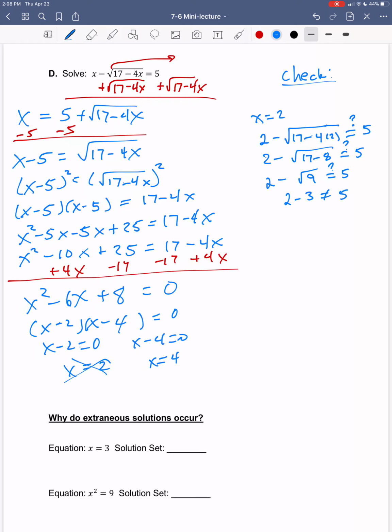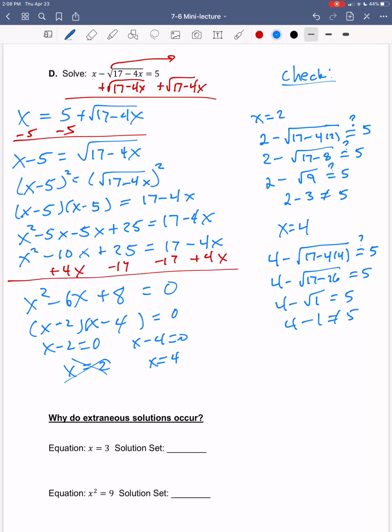And then I try 4. So I plug 4 in for x, so I get 4 minus the square root of 17 minus 4x, 4 times 4. That should be equal to 5. 17 minus 16. So square root of 1. Oops. No, in this case, neither of the solutions works, which means I have no solution.